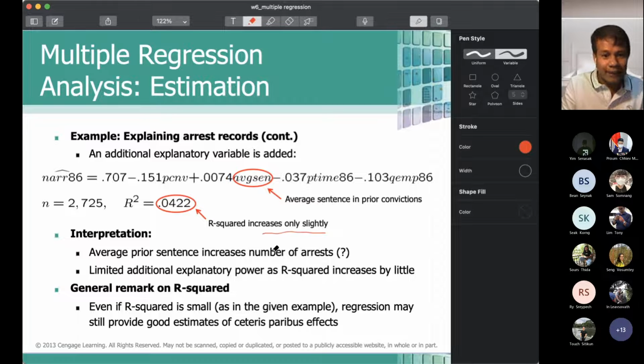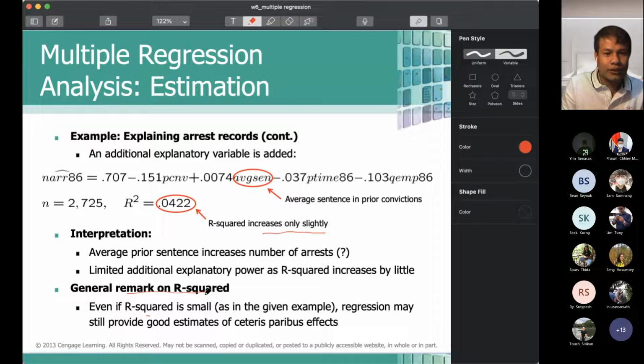Okay, so again, here the interpretation is the average. Average sentence prior to conviction increases the number of arrests, right? But here you see limited additional explanatory power, as R square only increases a little. So that's my reply to your question.